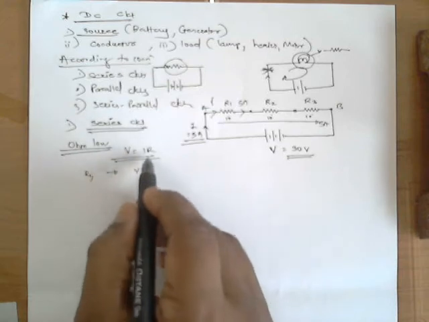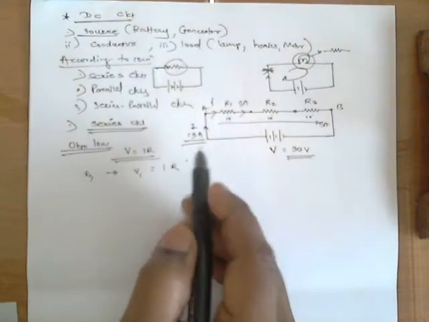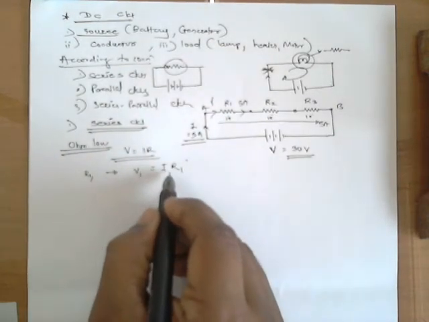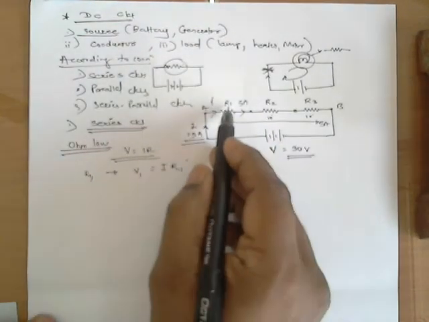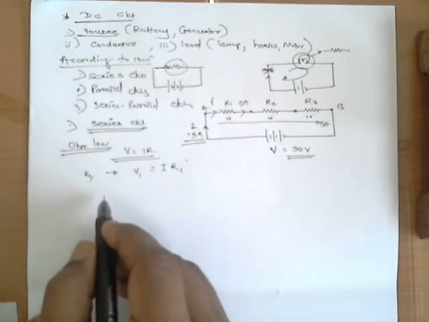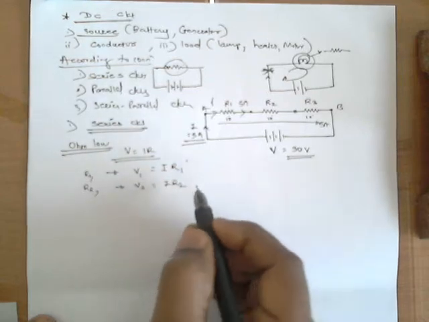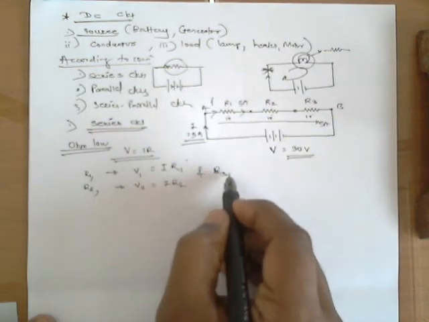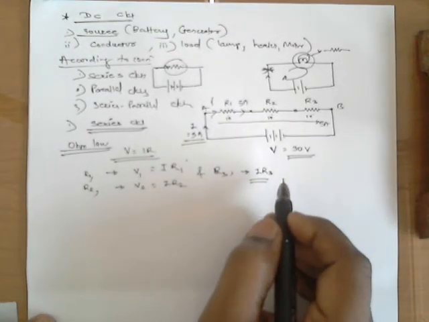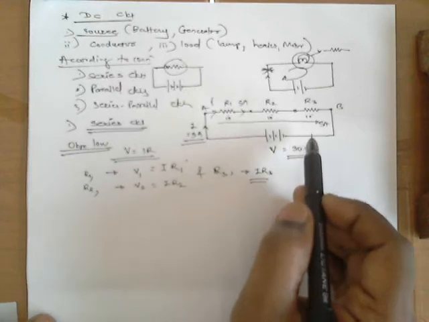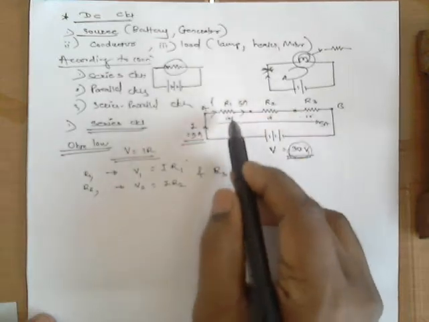So what is V1? V1 is by Ohm's law I into R, but resistance is 1, so R1. Shall I write I1? No, not necessary, because I is same in all three resistances. So voltage drop at R1 is IR1. Now voltage drop at R2 is V2 equal to IR2. And voltage drop at R3 is I into R3. Are you getting it?